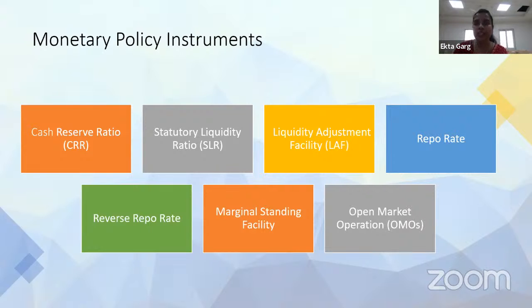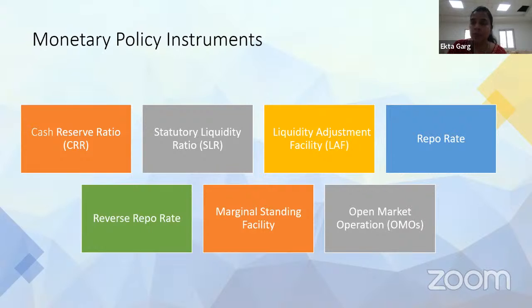Then we have some qualitative measures. One tool under this is moral suasion. What is moral suasion? We must have seen that once RBI reduces the repo rate, the policy rate, it wants commercial banks to reduce their market interest rate so that the monetary transmission mechanism can work. But commercial banks do not want to reduce their market interest rate because it is their only source of revenue. In case RBI increases the repo rate, commercial banks definitely increase the market interest rate so that they can cover their cost. But when RBI reduces the repo rate, the commercial banks are hesitant to reduce their market interest rate.